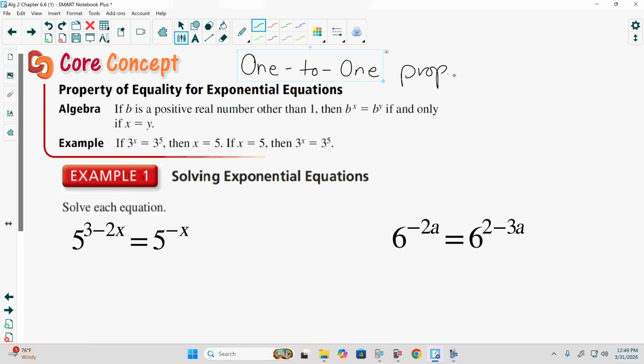Really what this says is if the bases are the same, if we have the same number for both bases, the only way for both of the sides to be equal, or for this to be a true statement, is if the exponents are the same. If the bases on both sides are the same, and we have 1 on each side, the only way they can be equal is if the exponents are too. That's really all this is saying.